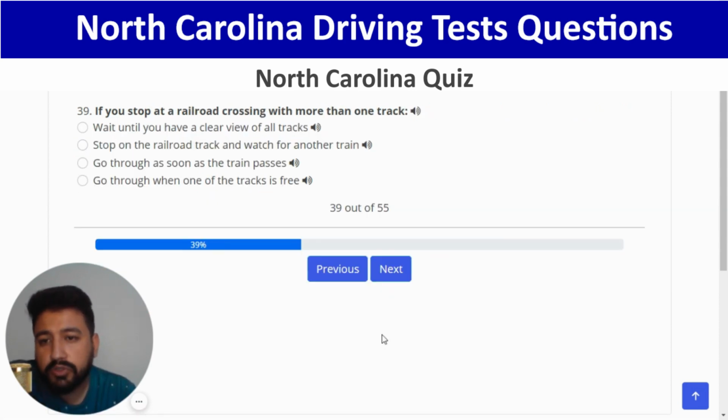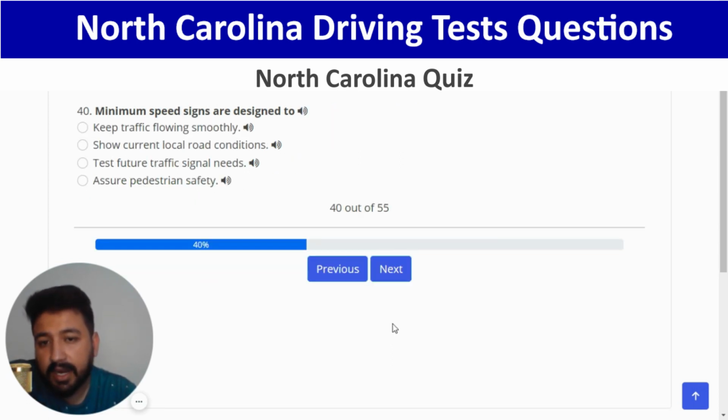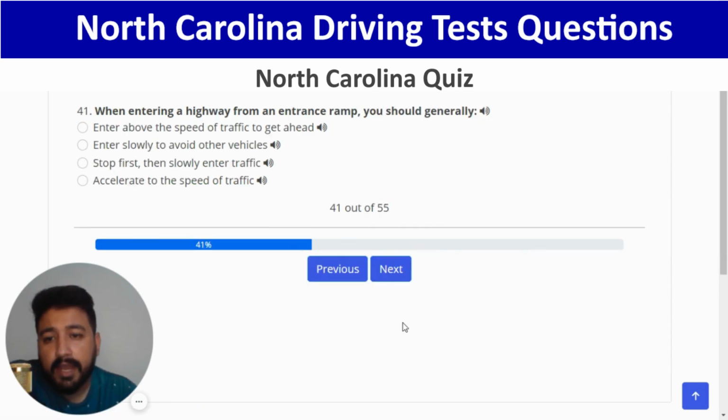And next. If you stop at a railroad crossing with more than one truck, so wait until you have a clear view of all trucks, which is the first one, right? And next. Minimum speed signs are designed to, the first option is again the right one, which is keep traffic flowing smoothly, right? And next. When entering a highway from an entrance ramp, you should generally, so you can choose last option, which is accelerate to the speed of traffic, right?